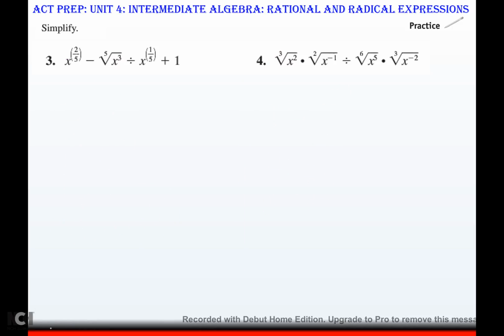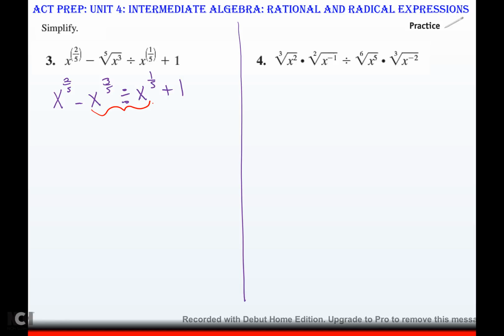Alright, so on 3, again, the first thing I like to do is to get rid of anything in radicals. So I have x to the 2/5 minus x to the 3/5 divided by x to the 1/5 plus 1. Now, order of operations says that I have to do my dividing before any adding or subtracting. When you divide, you subtract exponents. So that's going to be 3/5 take away 1/5, which is going to be x to the 4/5. Okay? Then I can bring everything else down.